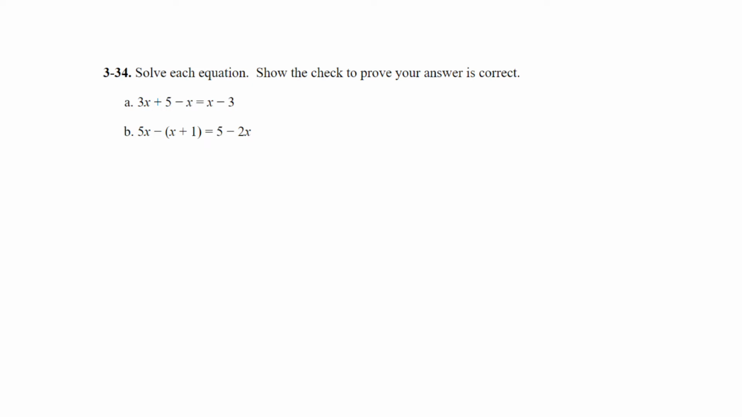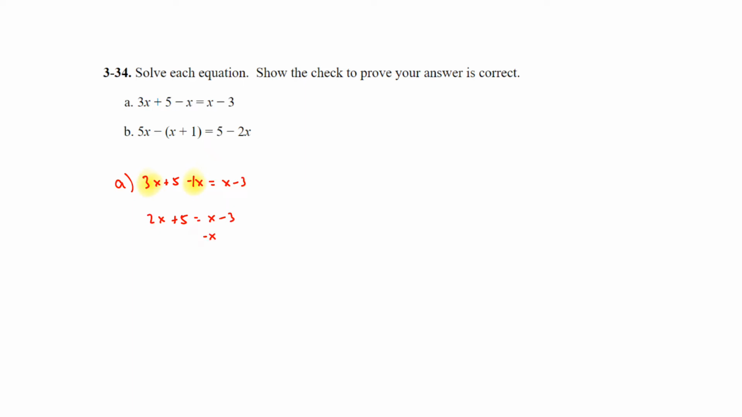On 34, we're going to solve each equation, show the work, or show the check to prove your answer is correct. So we're going to solve it and then we're going to check it. 3x plus 5 minus x is equal to x minus 3. We first want to combine what we have on each side if we can. We have a 3x minus an x on the left side, and on the right side we don't have anything to combine, so this would be 2x, 3 minus 1, 2x plus 5 is equal to x minus 3.